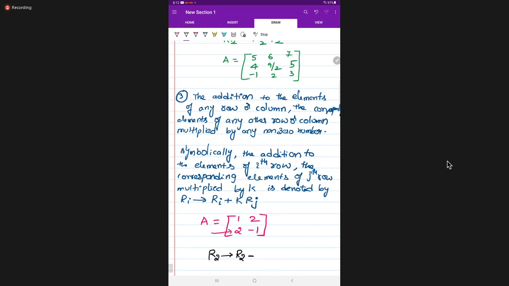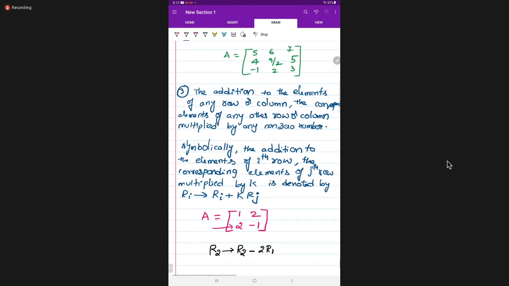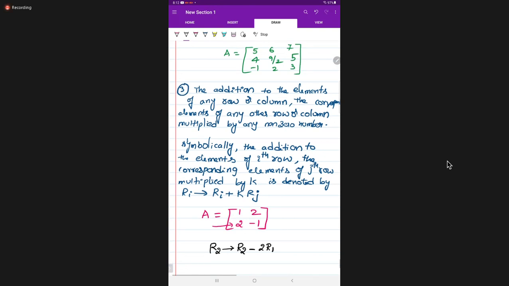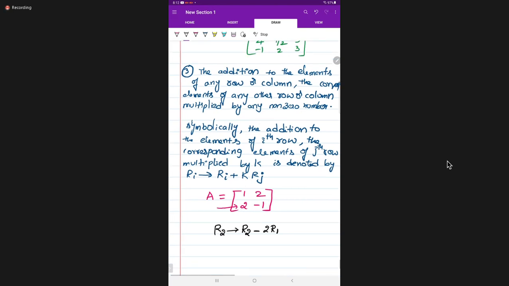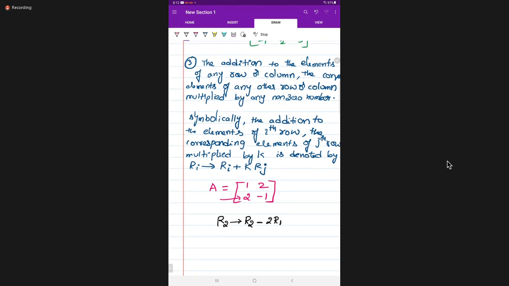So to make it as 0, 2 means we multiply with 2, 2 into R1. So R2 implies R2 minus 2 R1. First row elements, write as it is. Second row elements: now what is R2's first element? 2.